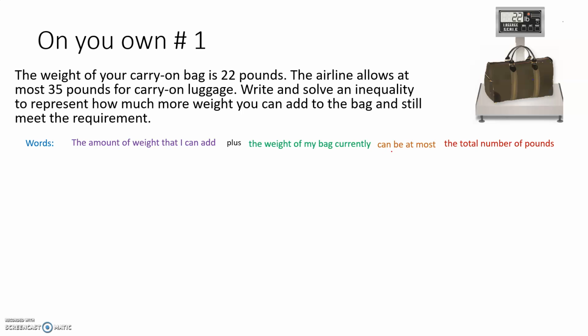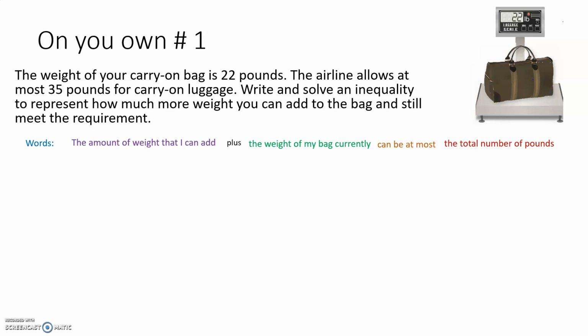So the inequality is represented by "can be at most." A lot of times we see the word "most" and we confuse that with greater than, but that's not what it's saying. It can be at most, so the most it can be is the limit. So it's going to be less than, so that's going to be less than or equal to.